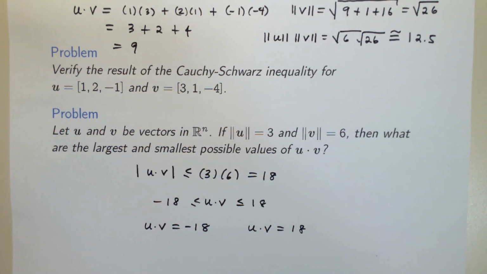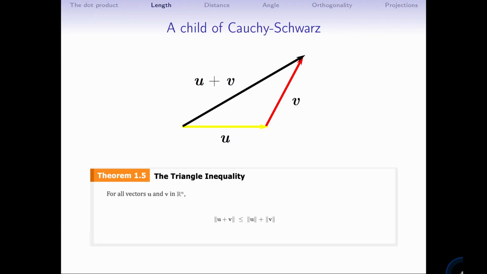Okay, let's head back to the class slides, and we'll continue this discussion. Now I'm calling our next result a child of the Cauchy-Schwarz inequality because it can be proved directly from the Cauchy-Schwarz inequality. So it'll be an easy consequence of Cauchy-Schwarz. But this result has got a name of its own, and it's a celebrated result in its own right, and it's called the triangle inequality. And it says the following.